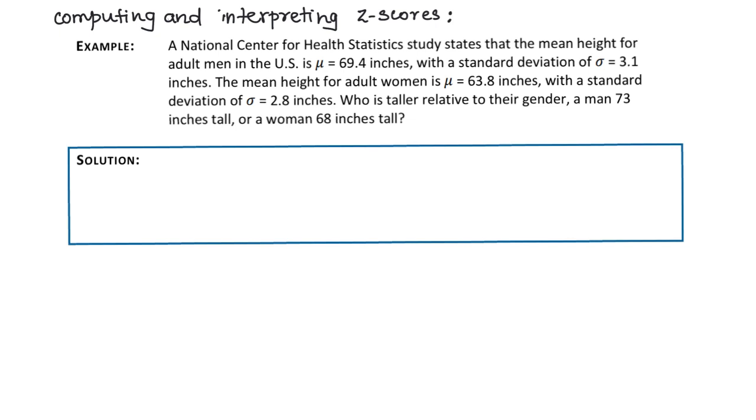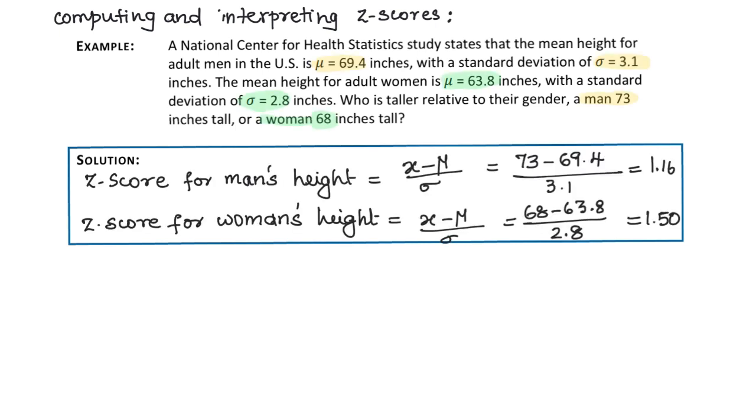In this example, the mean height for adult men in the US is given with the standard deviation, and the mean height for adult women and the standard deviation is given. We need to find who is taller relative to their gender. First, we will compute the z-score for the two heights. For both, we will use the formula x minus mu divided by sigma, and use the values from here and substitute. And this is for women.